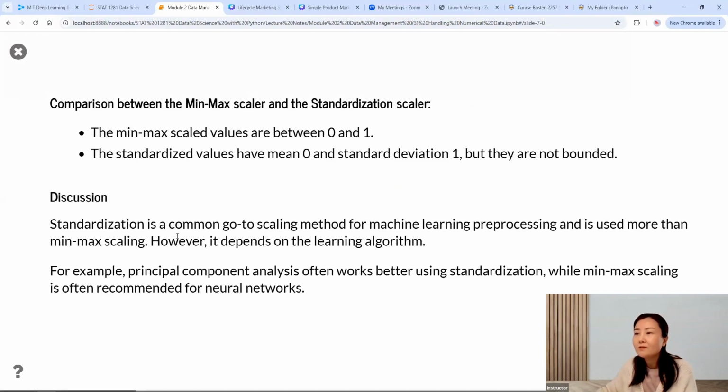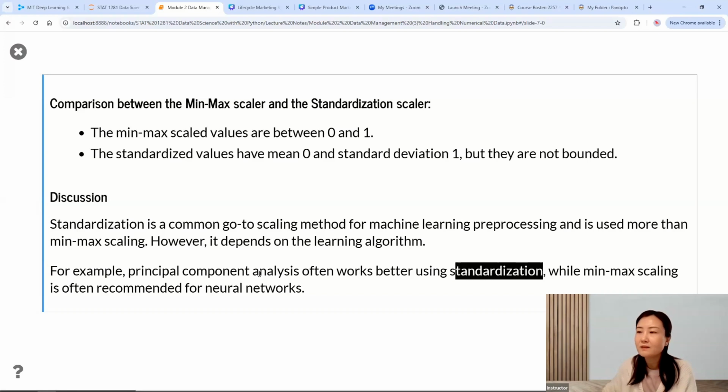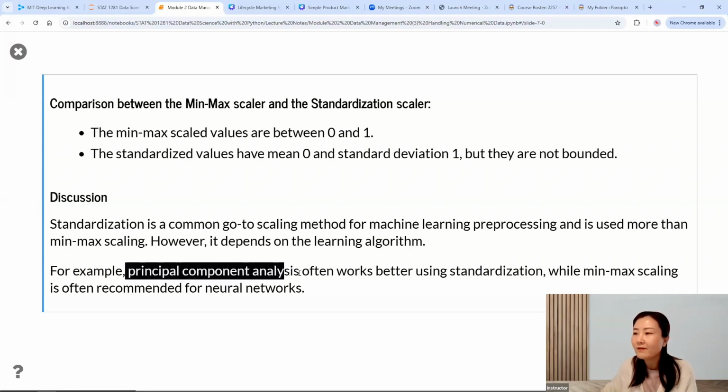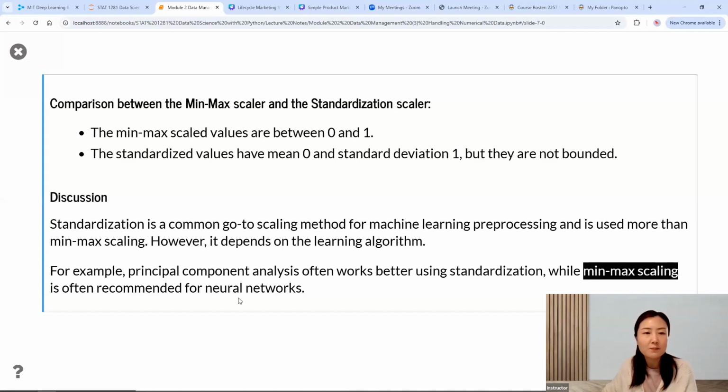Standardization is more common to use for machine learning preprocessing. However, it really depends on the learning algorithm. For example, principal component analysis, PCA, which is an unsupervised learning method, works better using standardization. But neural networks like min-max scaled data more. So it really depends on the model that will use the data.